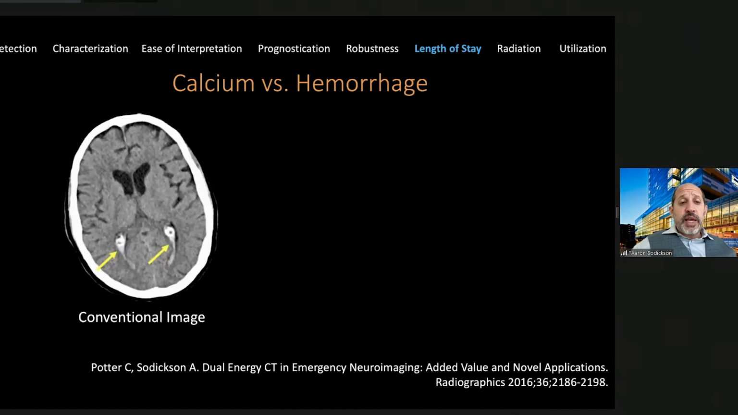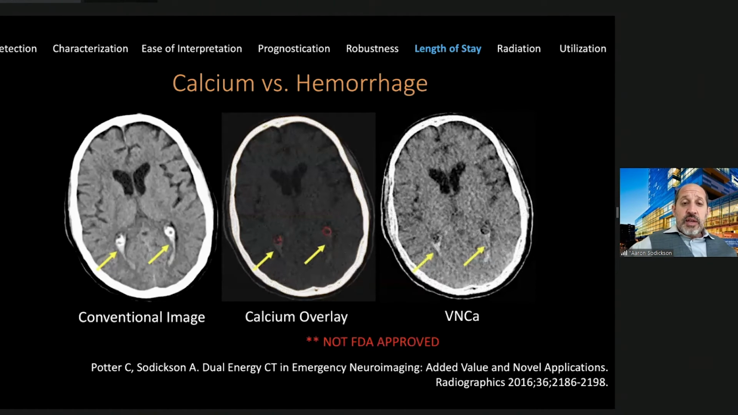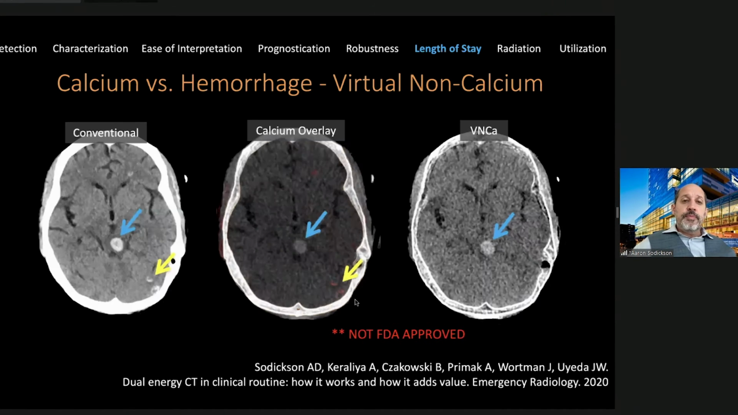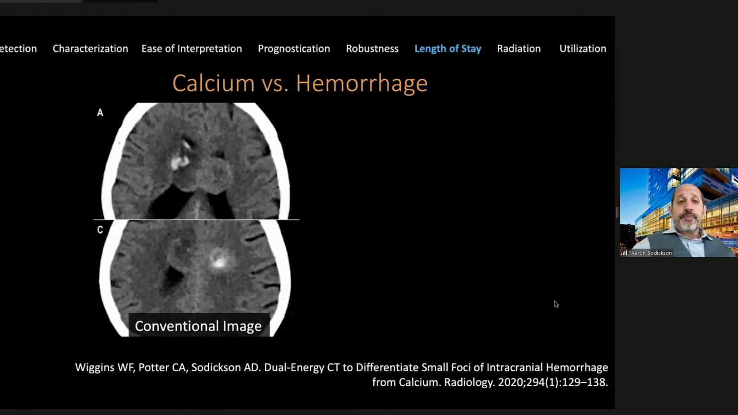Here's another example, a patient who has calcium within the choroid plexus that disappears on the virtual non-calcium image, and hemorrhage in both occipital horns that persists on the virtual non-calcium image and does not color code on the calcium overlay image. Here's another patient with multiple METs that shows some rim calcification that is distinct from this area of hemorrhage that does not behave like calcium.